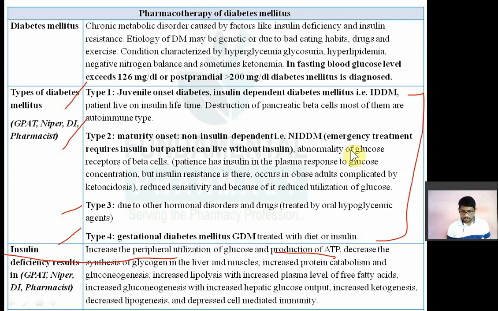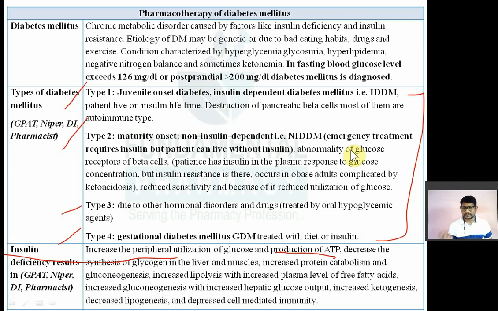Okay. Now, how does glucose enter the cell? Glucose enters the cell via different glucose receptors or glucose transporters, and that is produced by insulin. So insulin increases the peripheral utilization of glucose. Entry of glucose in the cell is guided by insulin. For that, insulin is required.